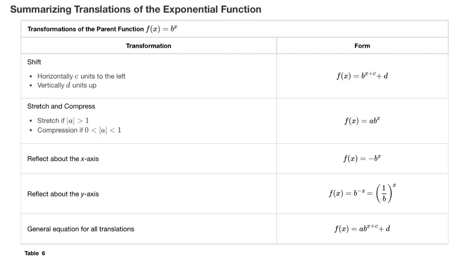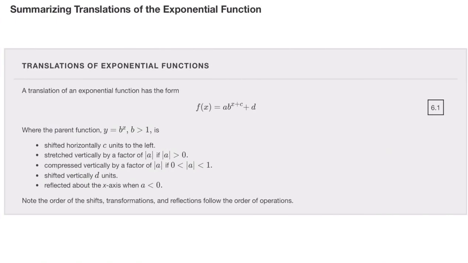Okay. And this is just another way of articulating what I just said out loud, so you can use this as well. Okay. So a translation of an exponential function has this form. I think this captures all but one. There's still one more that seems like it's missing. But we have this f of x that takes on the form a times b to the power of x plus c, and then plus d on the outside, where the parent function is an exponential function where the base is larger than 1.